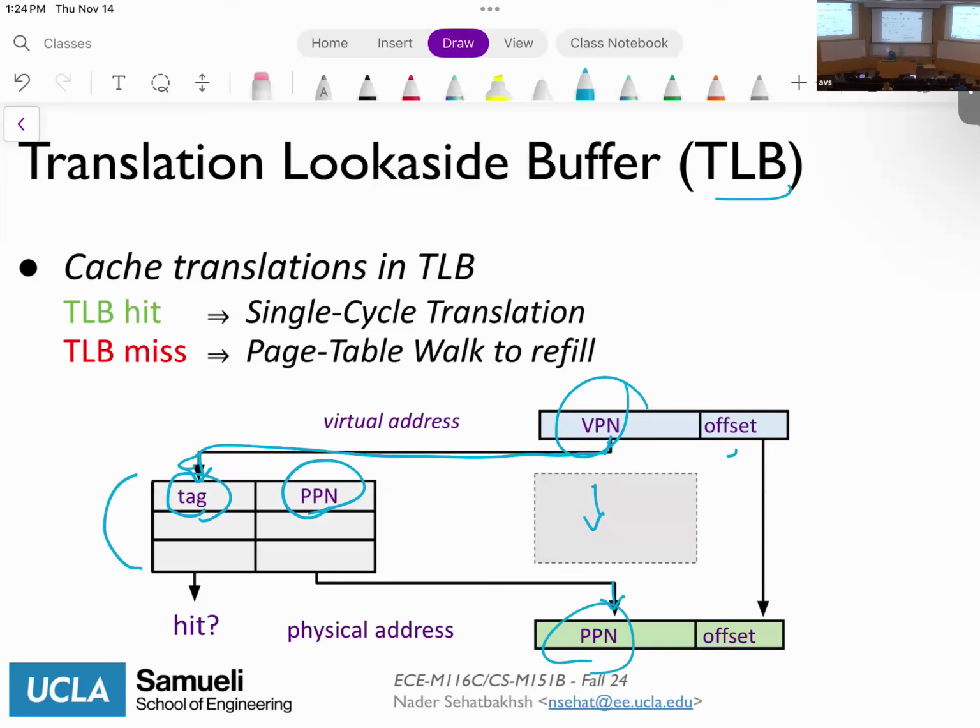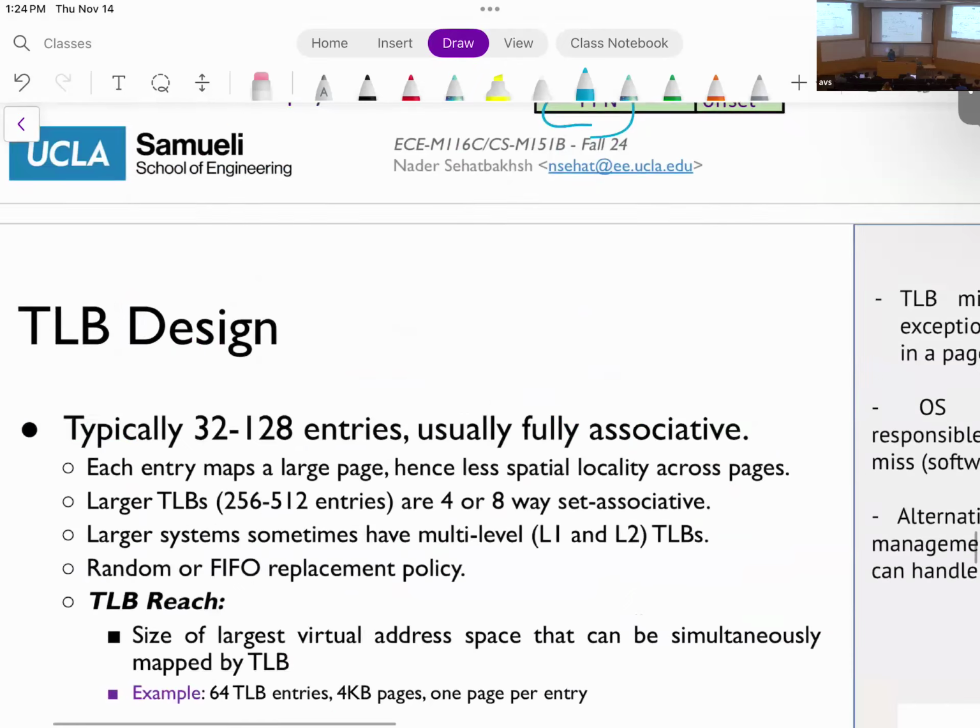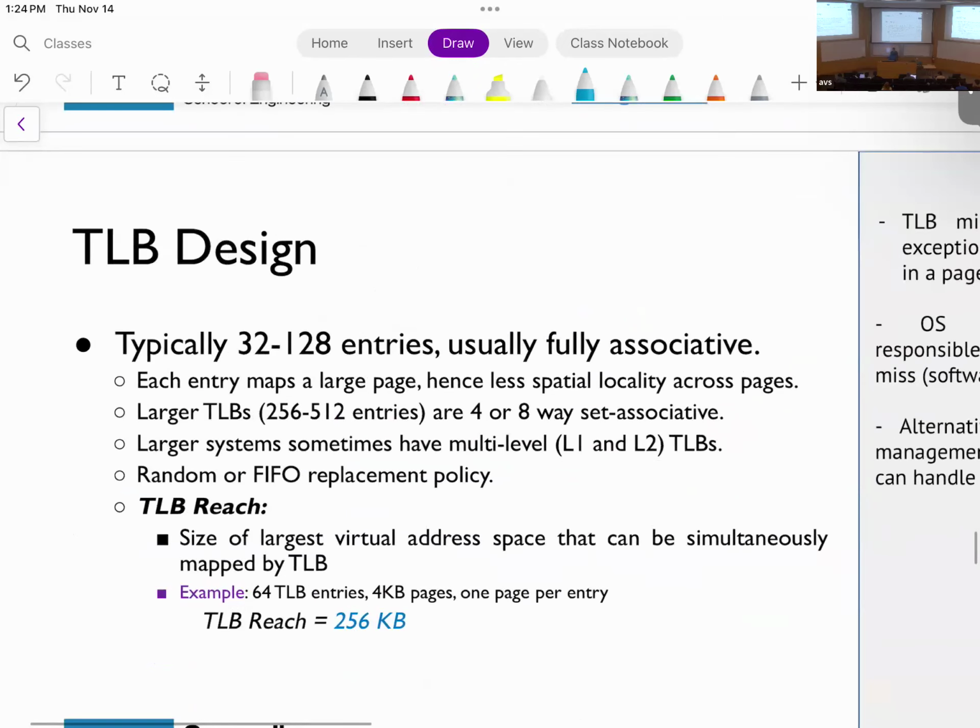Then you just take the offset and concatenate it. You don't need to translate the offset, and you don't need to store your offset in your TLB either. All you need to store is your VPN. So how many entries does your TLB have? A TLB typically has somewhere between 32 to 128 entries. It's usually fully associative because otherwise we might have lots of conflicts. You don't want a very large TLB because, being fully associative, it cannot have many rows.